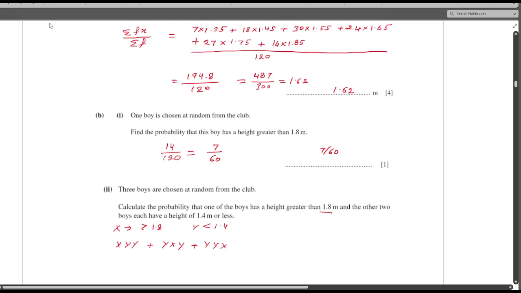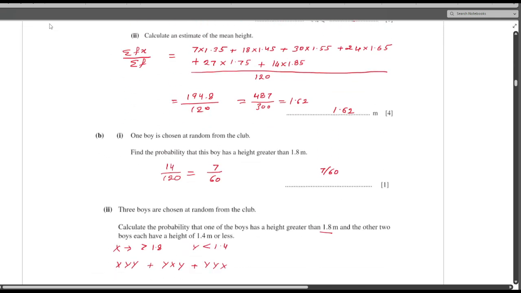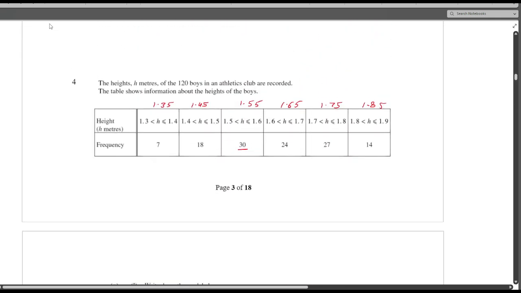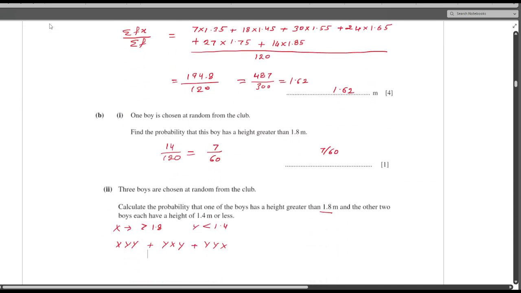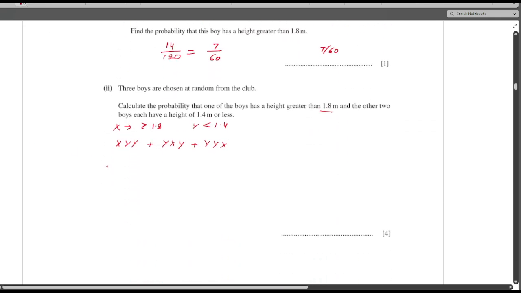Now here, greater than 1.8. Let us see how many students have height more than 1.8. There are 14 such students. So here it is 14 divided by 120.